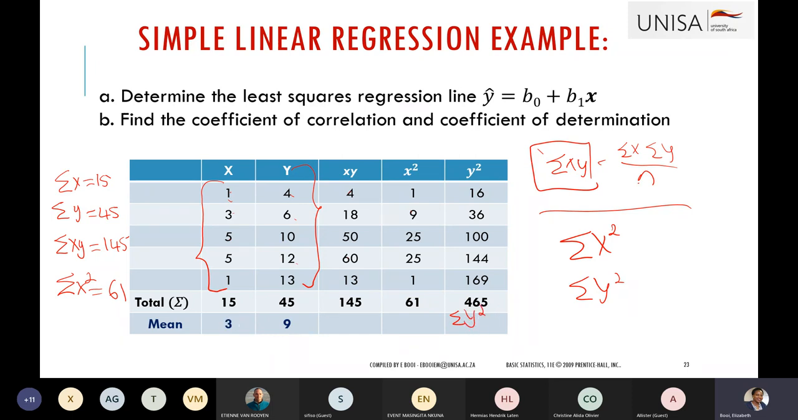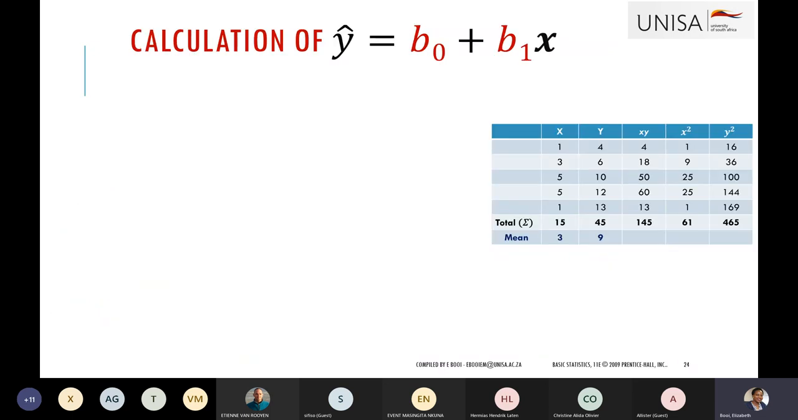You can also calculate the mean. The mean of x will be the sum of x divided by n, which is 15 divided by n. n is how many there are, so n will be 1, 2, 3, 4, 5. So n will be 5, and 15 divided by 5 will give you 3. Once you have calculated your summations, you can find your regression line. You can calculate the coefficient of correlation, and using the coefficient of correlation, you can calculate the coefficient of determination. So let's look at the first one.